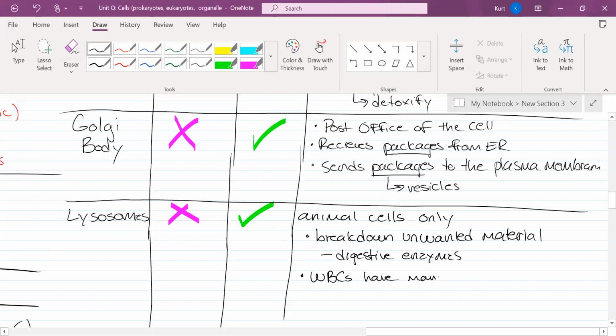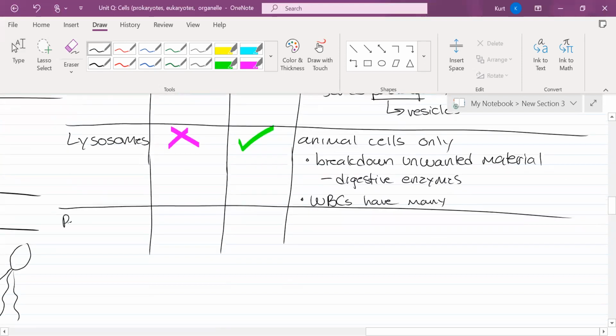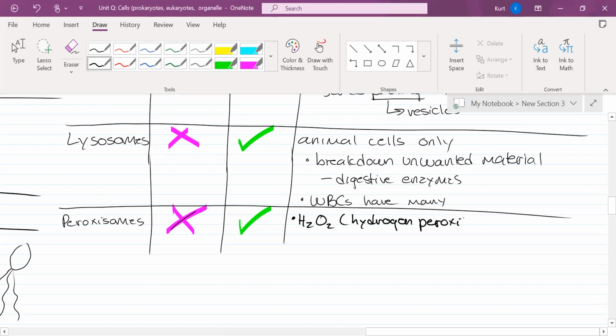Okay, next one we didn't really talk about in class. They're called peroxisomes. Prokaryotes do not have them. Eukaryotes do. You guys know that little brown bottle that has hydrogen peroxide? Hydrogen peroxide is H2O2. Well, hydrogen peroxide is a byproduct of cell respiration.